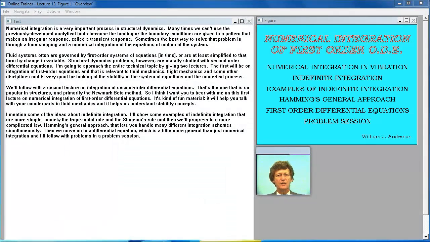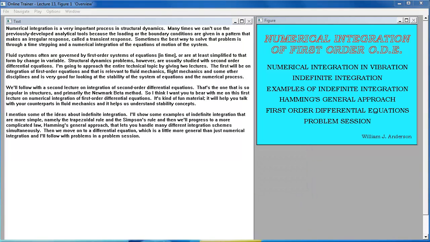Numerical integration is a very important process in structural dynamics. Many times we can't use the previously developed analytical tools because the loading or the boundary conditions are given in a pattern that makes an irregular response called a transient response. Sometimes the best way to solve that problem is through a time stepping and a numerical integration of the equations of motion of the system.